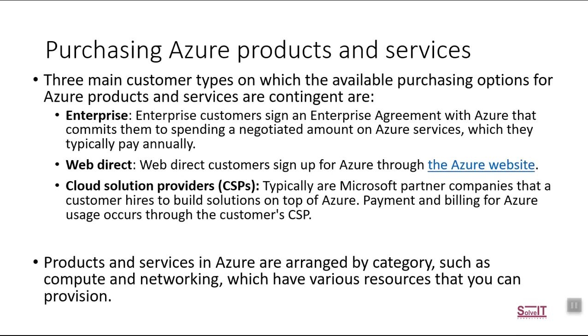Now, there are three main customer types on which available purchasing options are contingent. Firstly, the size, the type of customer that you are. When you get yourself an Azure subscription, you can purchase a pay-as-you-go subscription, so you would be identified as a web direct customer. You can proceed to the Azure website and sign up for a subscription, insert your credit card information, and you will then be able to start purchasing resources in Azure.